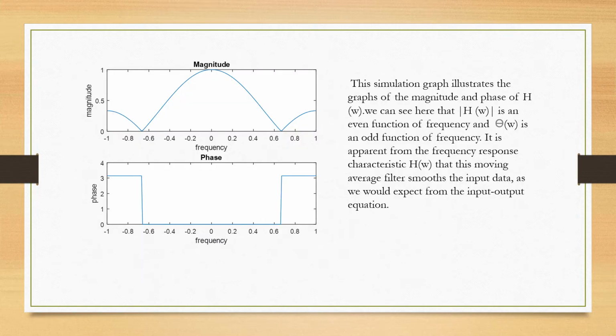This simulation graph illustrates the magnitude and the phase of H(ω). You can see here that |H(ω)| is an even function of frequency and θ(ω) is an odd function of frequency. It is apparent from the frequency response characteristic H(ω) that this moving average filter smooths the input data, as we would expect from the input-output equation.